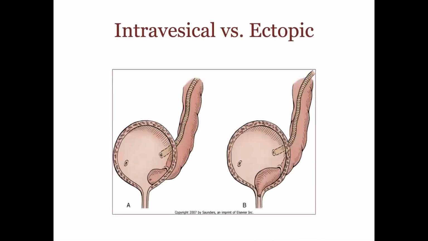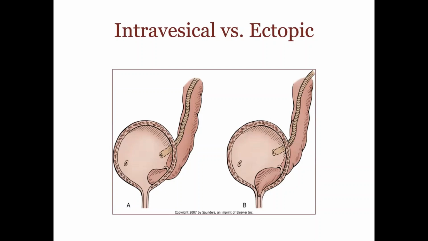Next slide. And the next slide. So now we're going to talk about ureterocele. The terminology is intravesical versus ectopic, as opposed to intravesical versus extravesical. Ectopic just means that part of the ureterocele extends past the bladder neck into the urethra. So some portion of it is located permanently at the bladder neck or in the urethra.